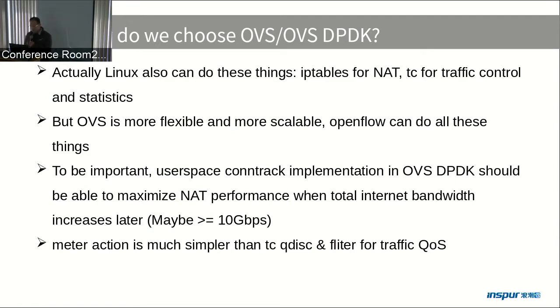Importantly, OVS-DPDK implemented connection tracking in user space. So if we have higher internet bandwidth in the future, we can use OVS-DPDK to maximize NAT performance. In addition, we use meter action to do QoS because this is much simpler than TC qdisc and TC filter.